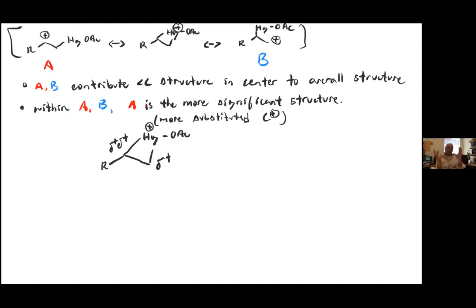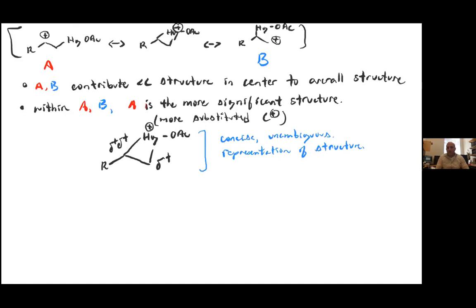So I draw the three-membered mercurinium ion resonance structure, and then I write delta plus on the less hindered, less substituted carbon, and then delta delta plus on the more substituted carbon, okay? And so this is a concise, unambiguous representation of the structure, all right?